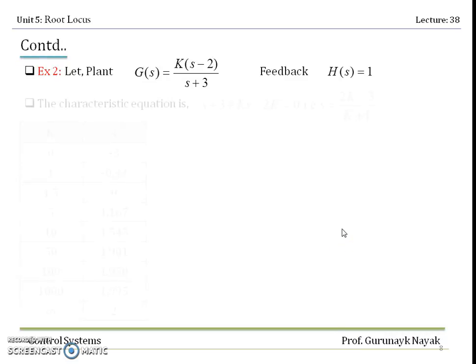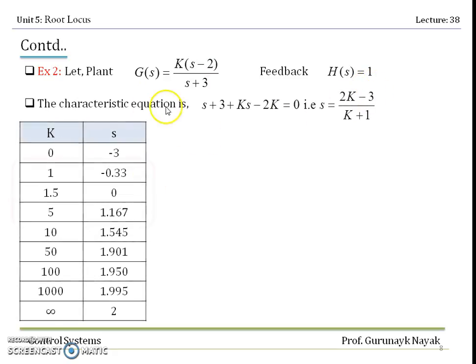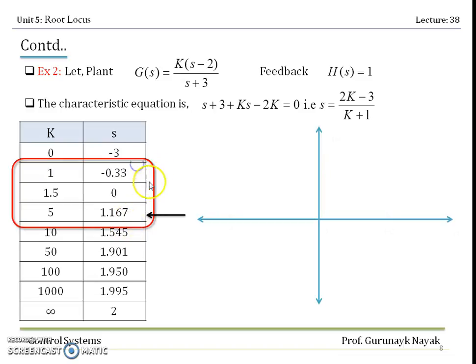This is one example. Let us consider the second example, in which we have taken a right half zero and a left half pole of G of s. Again, the feedback being unity, we obtain the characteristic equation, and the relation of s in terms of k is as follows. Now change the value of k again and check the value of s, which is nothing but the characteristic root. At a particular value of k, s changes from negative to positive. So let us plot this on the s plane.